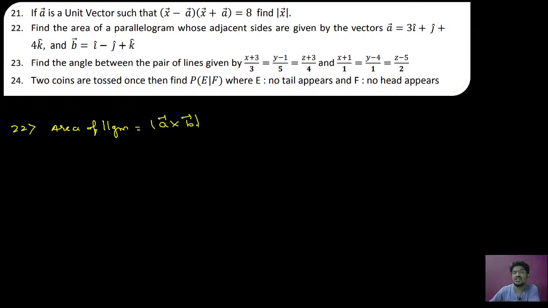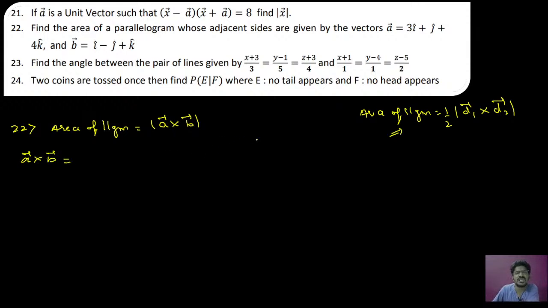If the diagonals are given, area of parallelogram will be equal to 1 by 2 into mod of vector D1 cross vector D2. Be careful, sometimes they will give diagonals. That time you have to use this formula. Now they have given adjacent sides, no problem. So vector A cross vector B.